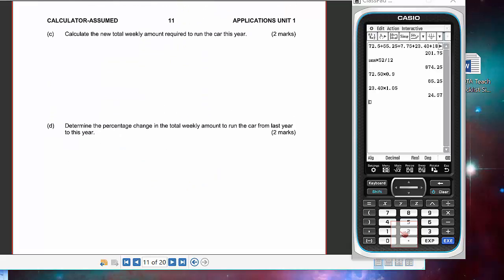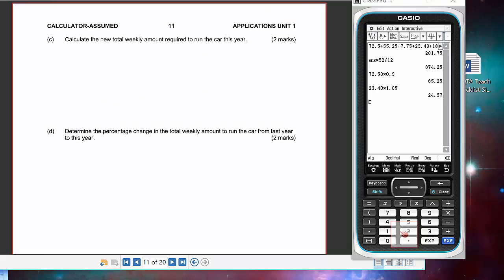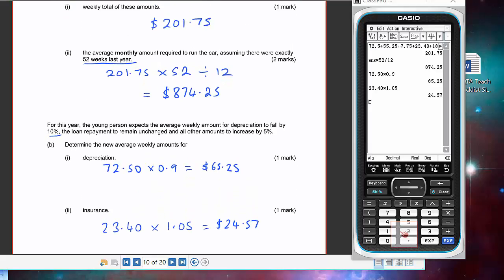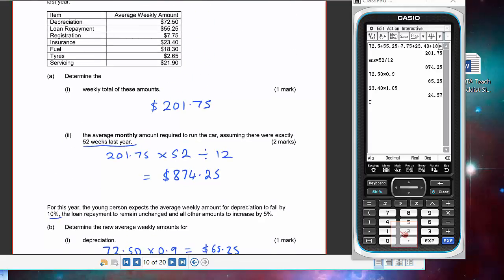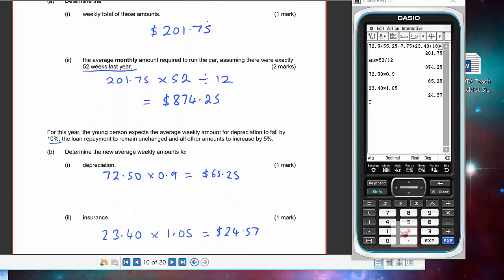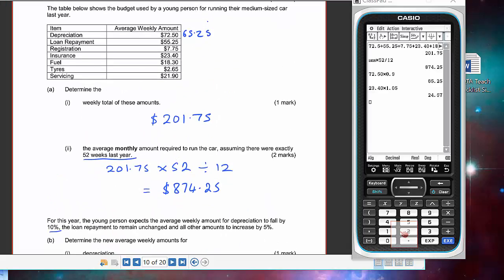Calculate the new total weekly amount required to run the car. Okay, so the depreciation we've just said is going to be 65.25. The insurance 24.57. Now the loan's going to stay the same, 55.25, but all these other amounts are going up by 5%, according to the information. So let's just add those.